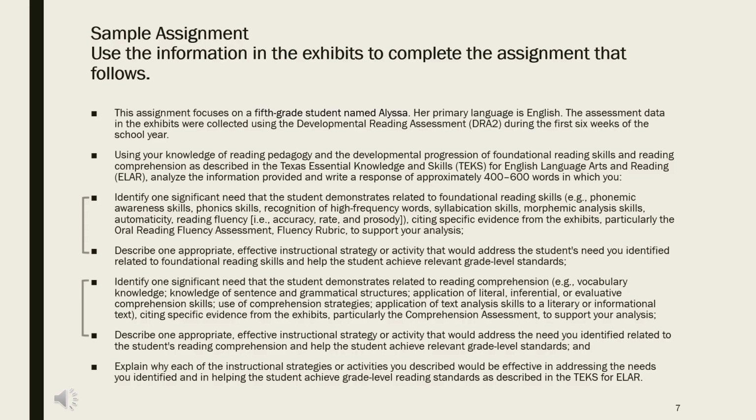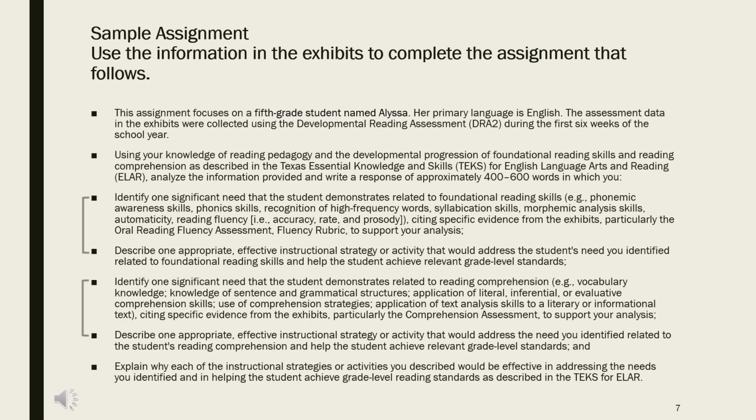So for this sample assignment, you're going to use the information in the exhibits to complete the assignment that follows. And this is modeled after the TEA example constructed response. So this one in particular focuses on a 5th grade student named Alyssa. Her primary language is English. The assessment data in the exhibits was collected using the Developmental Reading Assessment, or the DRA2, during the first 6 weeks of the school year. And the DRA2 is a pretty common assessment in grades 4 through 8 in TExES.